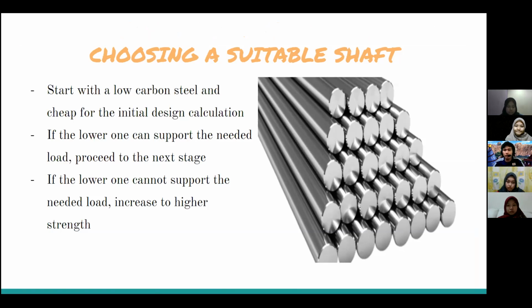For choosing a suitable material for shaft, we start with a low carbon steel that is cheap for the initial design calculation. If the lower one can already support the needed load, just proceed to the next stage. If the lower one cannot support the needed load, we need to increase to a higher strength. For example, we still can use the higher strength of shaft, but if the lower one can already support the needed load, just go on with the lower one because it can save more money.